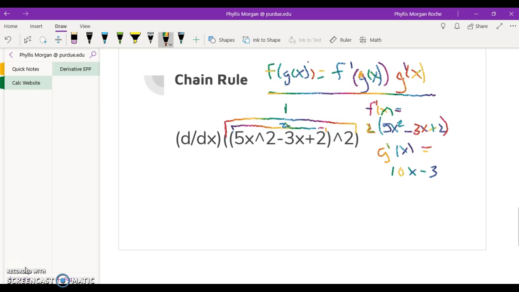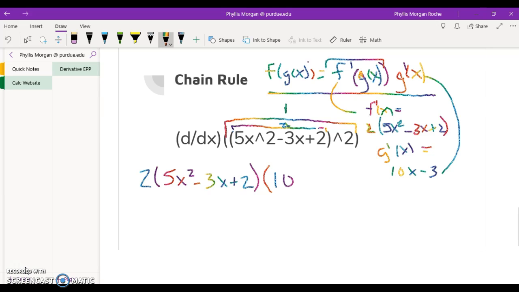Okay, so now to find the entire chain rule, we're just going to combine everything. So in the place of f prime of g of x is going to be the answer that we got from here. So this becomes 2 times 5x squared minus 3x plus 2 times g prime of x is what we got here, so 10x minus 3. You can simplify this if you want to, but you do not necessarily have to, but this is the answer that you should get.